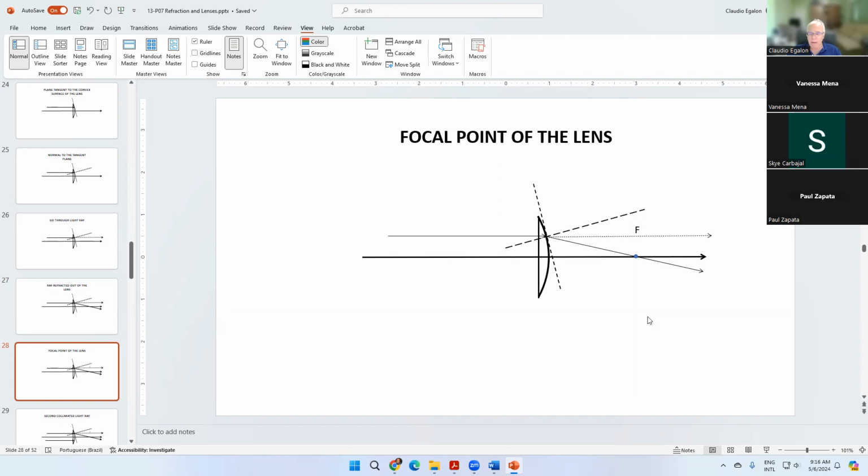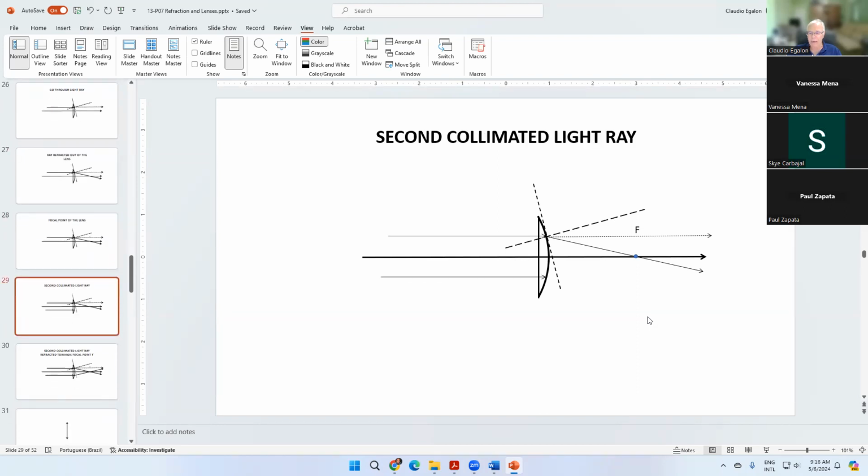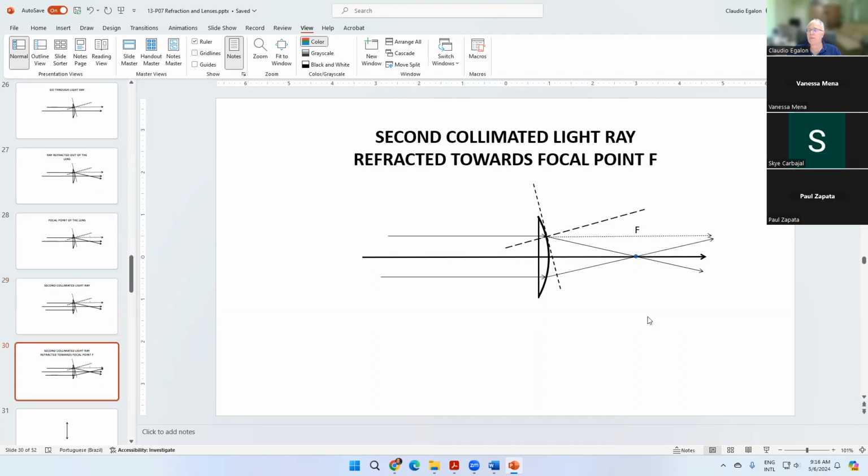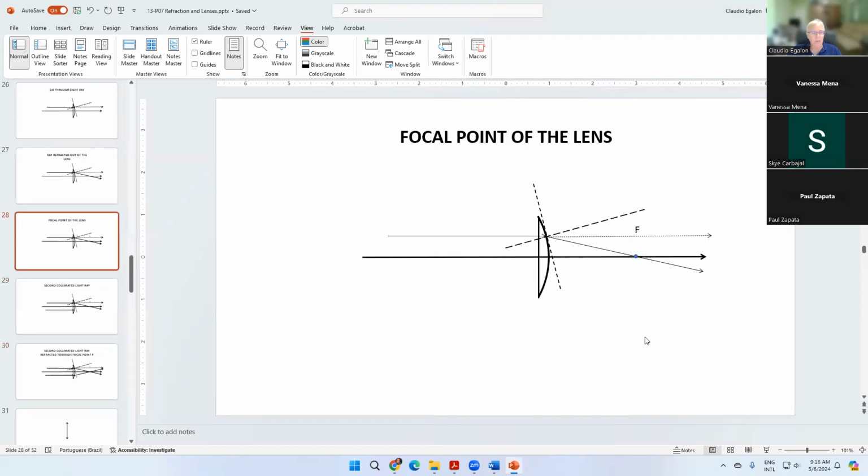Okay, and if you have another collimated light ray, this light ray will also refract towards the focal point of the lens. Okay, so we now have this important point of the lens. Let's repeat how it works, right?